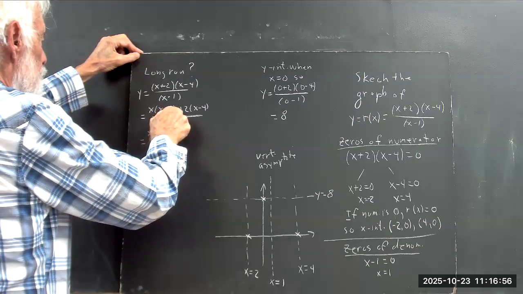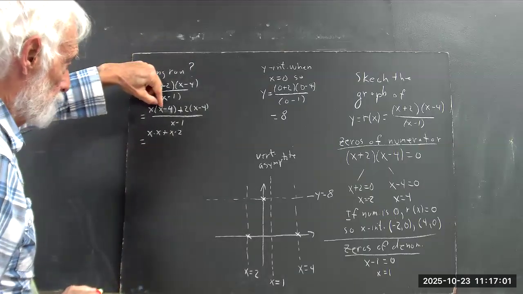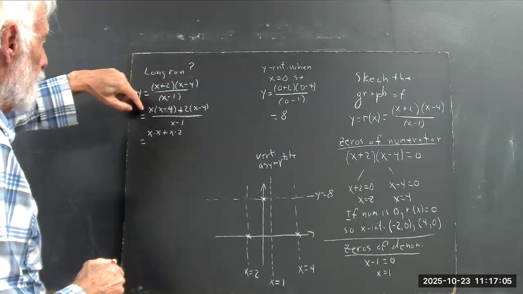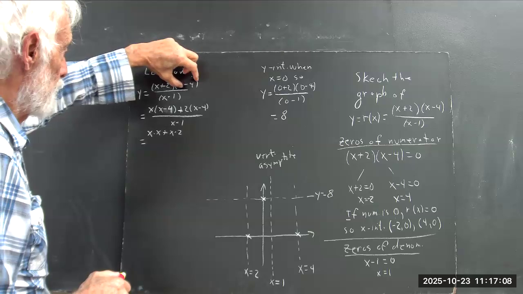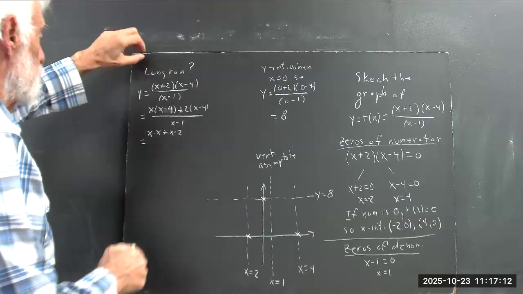I really have to pay more attention. I should have written x times x minus 4, not x times x plus 2. I wrote the x minus 4 here. I was careless there. And we understand it's x times this plus 2 times this. And this is this, not what I'd written before.